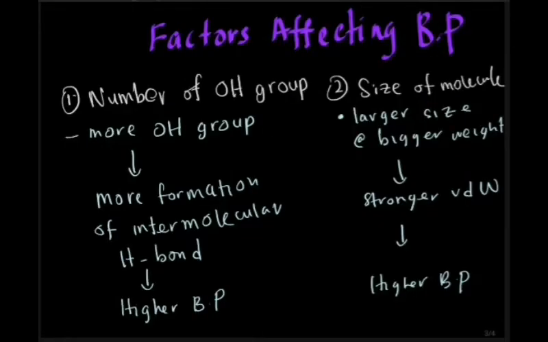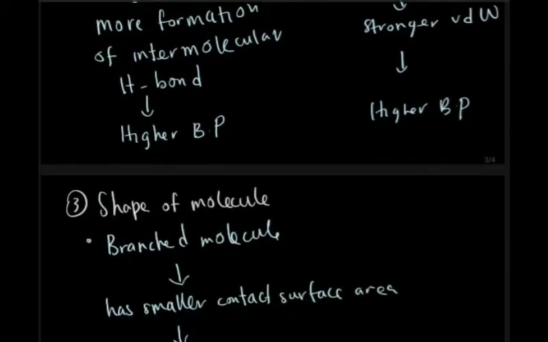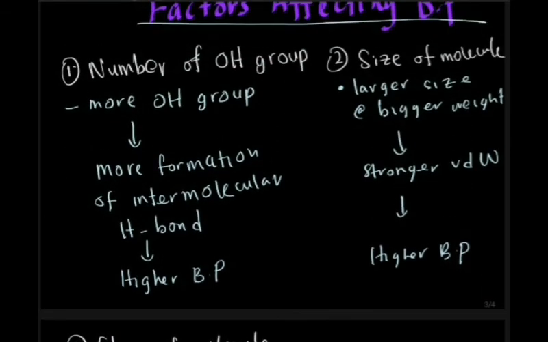So the strategy on how you find out which one has the highest boiling point: we look at the factors affecting the boiling point. We have 3 main factors here. The first one is the number of hydroxyl groups. The first thing you have to look at is how many hydroxyl groups those compounds have. For example, if compound 1 has 1 hydroxyl group and compound 2 has 2 hydroxyl groups, you know which one will win.